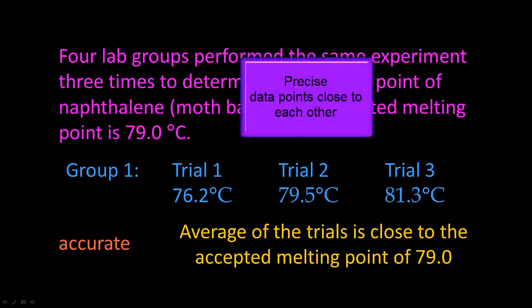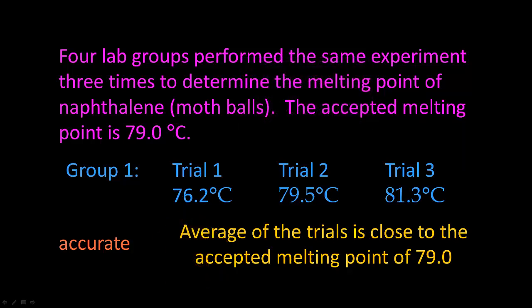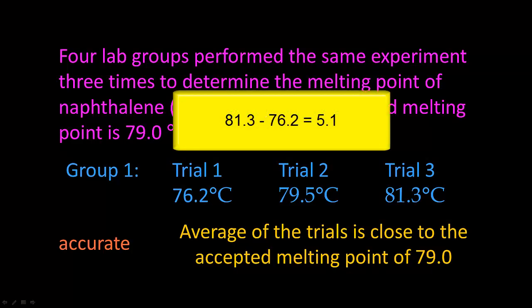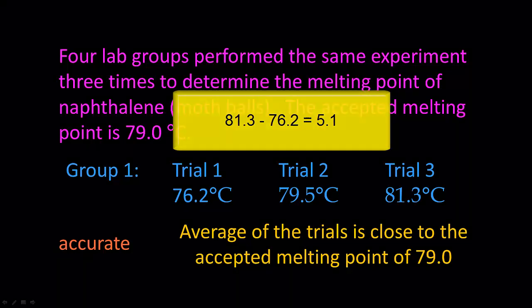Now let's determine if the data is precise. Are the data points close to each other? Remember, they must be within one marking of each other to be precise. We take the second to last number as the marking. In this data, the second to last marking is the ones place, so each piece of data would need to be within 1 degree of each other to be precise. The easiest way to determine this would be to take the highest number and subtract the lowest number. If the difference is greater than 1, it is not precise. This data has a difference of 5.1, so the data is not precise.